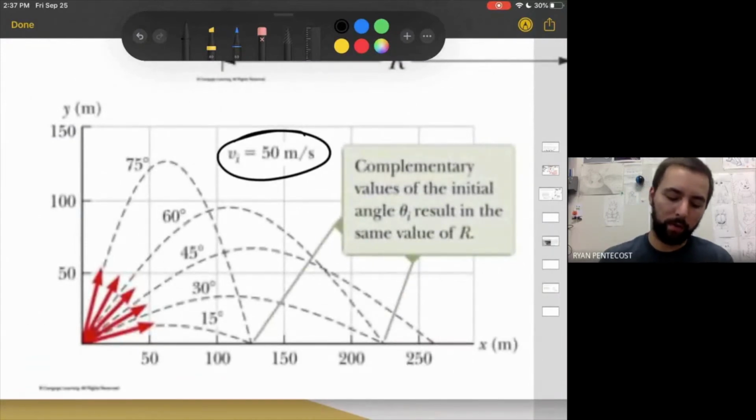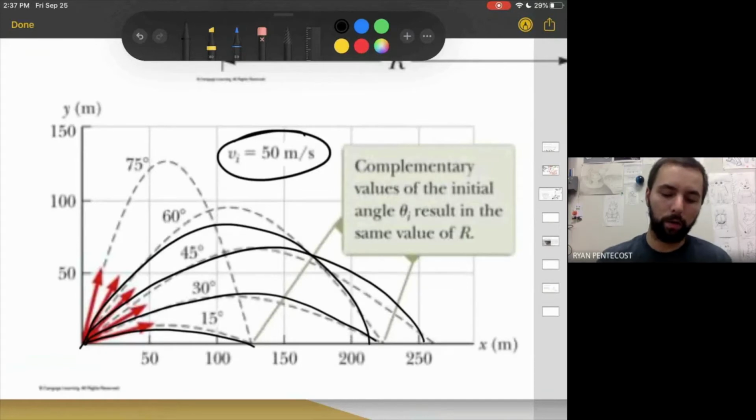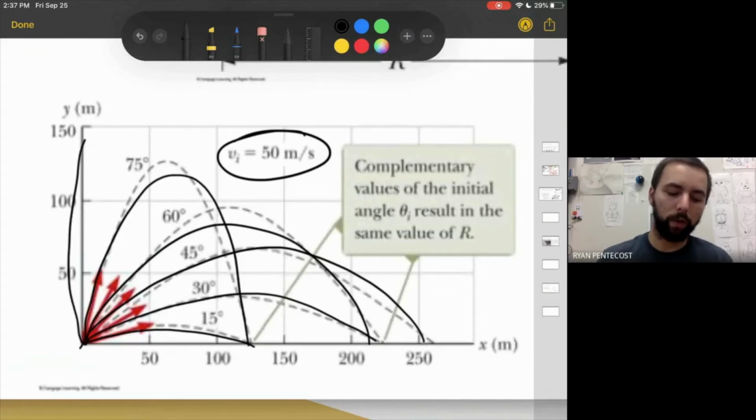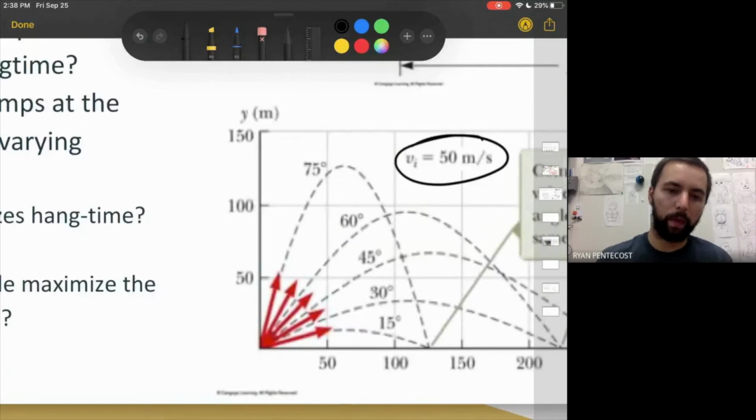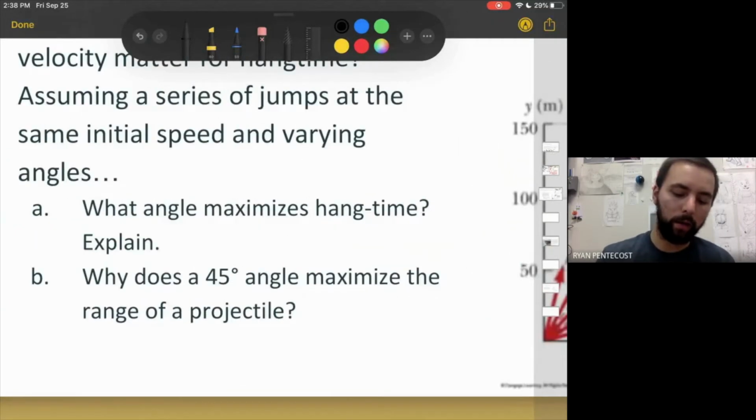So if we have this angle of 15 degrees, that's obviously not going to have very long hang time. What we want to do is get higher and higher and higher until we actually just go straight up and down, right? So the angle that has the greatest hang time, that would be 90 degrees. Okay, that's because there is no horizontal component. The V naught, instead of being split into X and Y, all of the energy goes straight vertical.